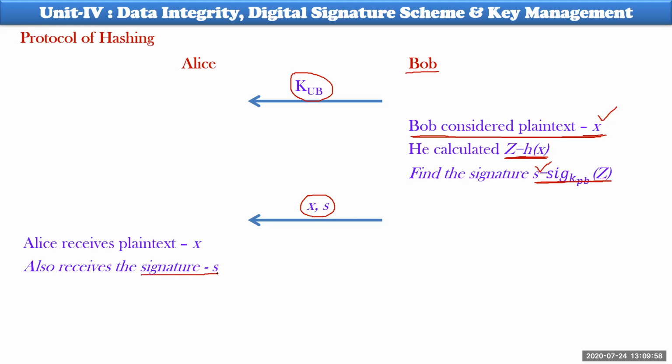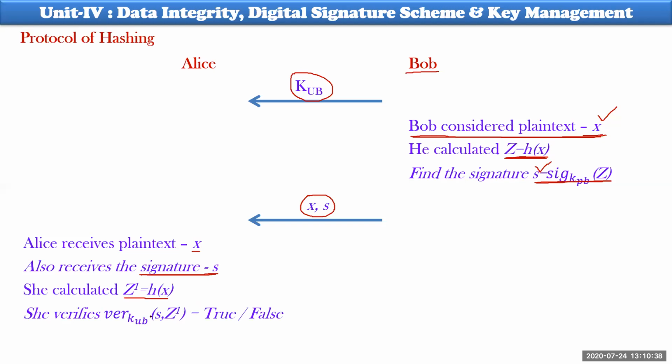The signature is always a one-way function. You cannot break this particular signature back. You have to calculate one more signature on the same plain text, to identify whether the signature you calculated and the received signature are the same or not. So using the hash function, Z prime equals H of X can be calculated, because this X, the plain text, is available for everybody.